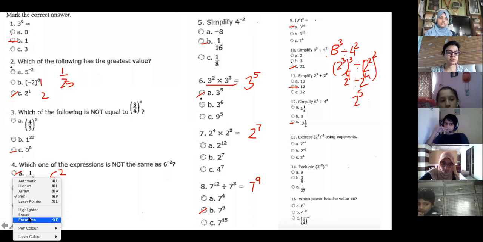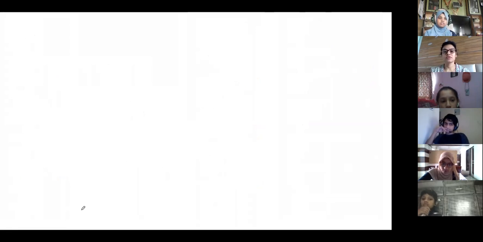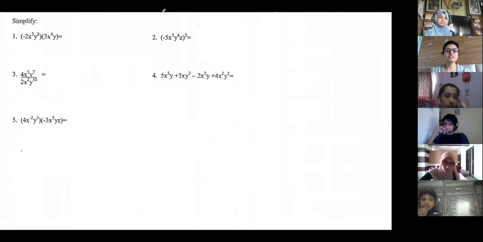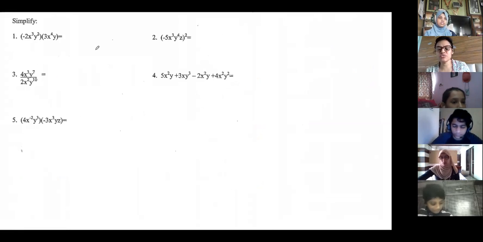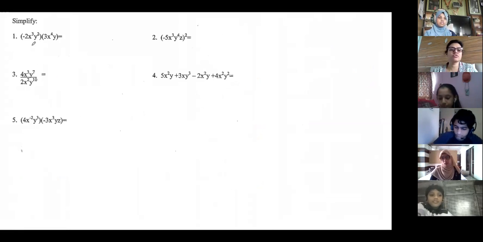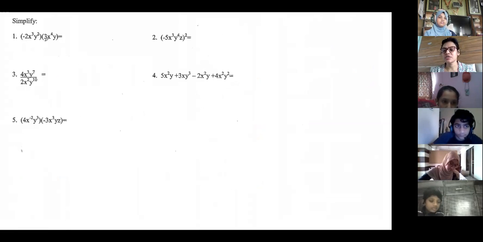Okay, next. Next is simplification. Now we'll be using all the laws. You just write it down in your notebook and you can solve it. These are oral questions. You can do it like that also, directly. But what will be the answer? How do you do these questions? Just tell me the method. Who will tell me? Farhana, how will you start?